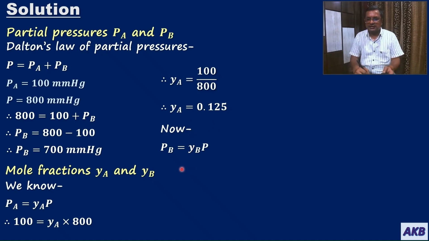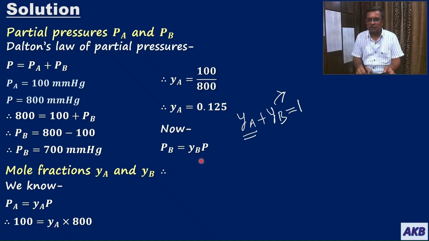Then let us get Yb. You can either use the fact that sum of mole fractions is equal to 1. That is Ya plus Yb is 1. Therefore you can get Yb from that equation, or you can use this equation. Pb is equal to Yb into P. So we have got Ya, and by using this equation you can get Yb, or you can use the other equation, Pb is equal to Yb into P.